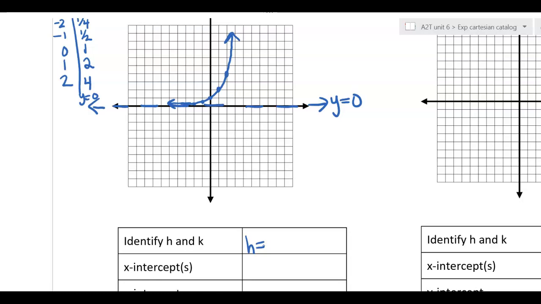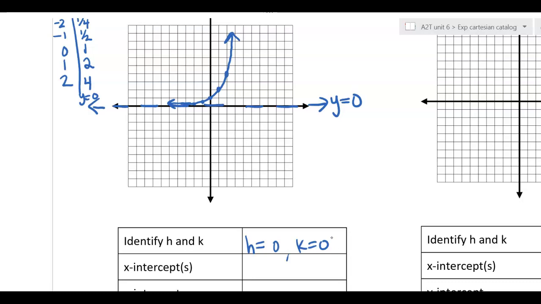The parent function has no shifting. So what is h in our parent function? 0, and k is 0. Does this function actually have the point 0, 0? No, okay? 0, 0 is here. It might kind of be what our graph is centered around, but it's not an actual point on the graph anymore. So this is a little bit different too.